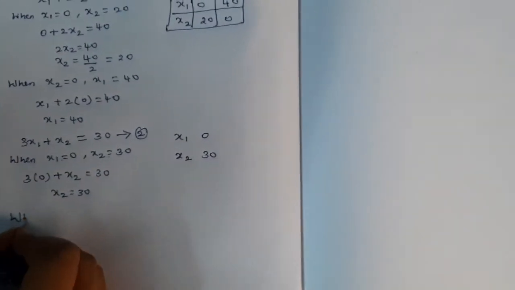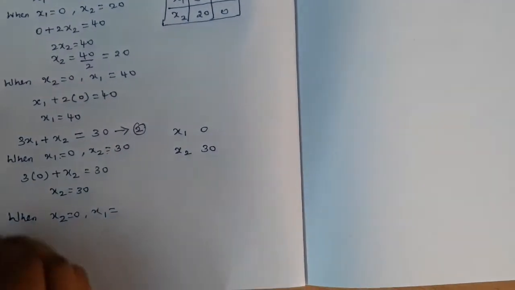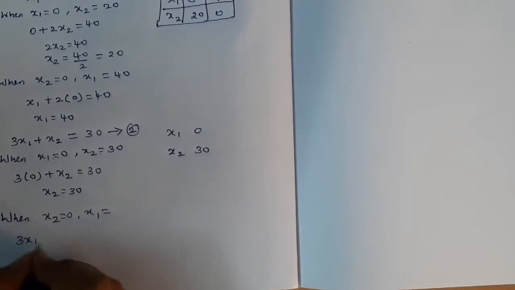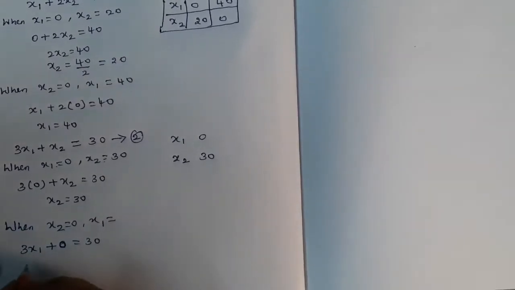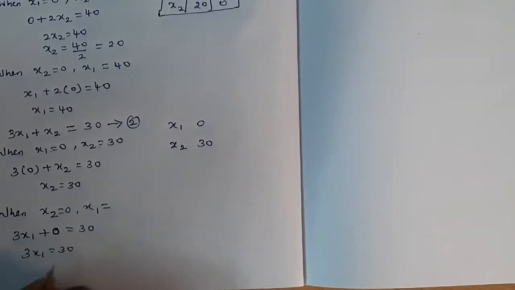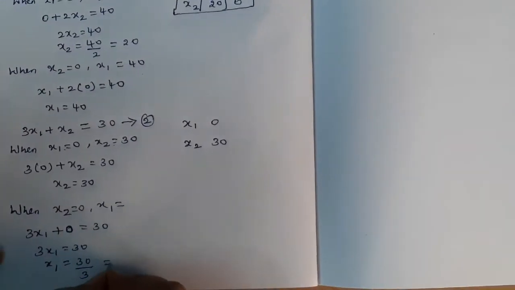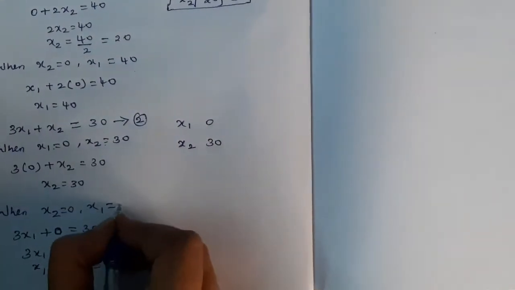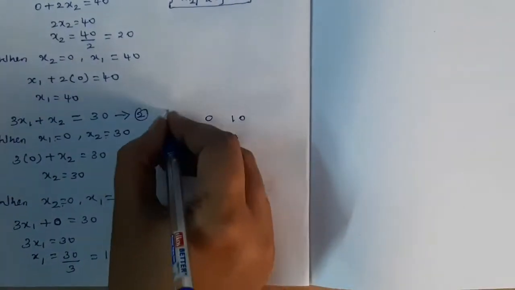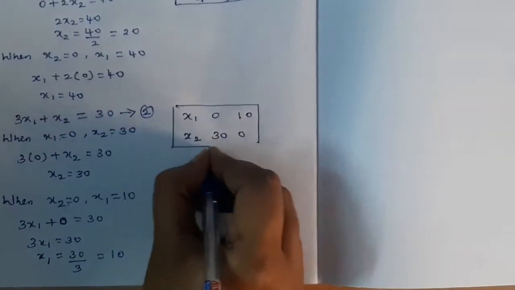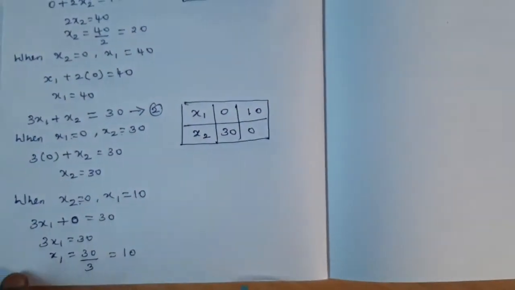Now consider x2 as 0 and find x1 value in the equation 2. So 3x1 remains same, x2 becomes 0, that is equal to 30. So 3x1 is equal to 30, x1 is equal to 30 by 3. So we get 10 as the x1 value. So when x2 is 0, we got x1 10. So this is the second table value we have got for x1 and x2 using equation 2.